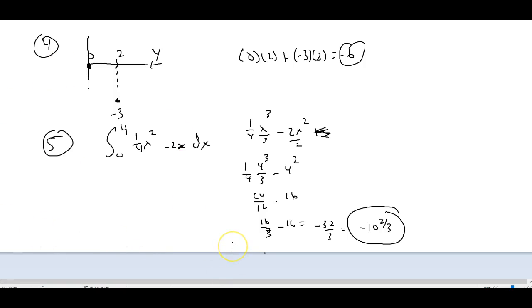Cannot get my mouse back. All right, whatever. Let's try this. There it is. Okay. So I go back over here.